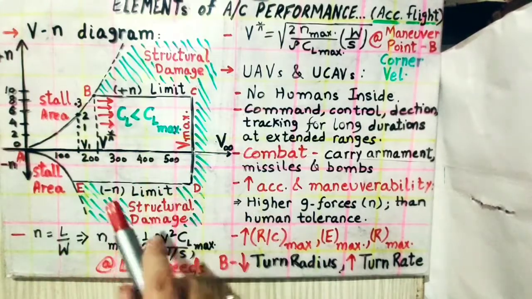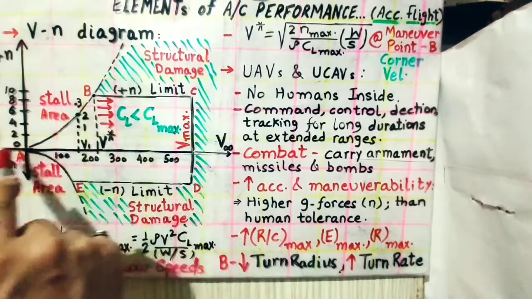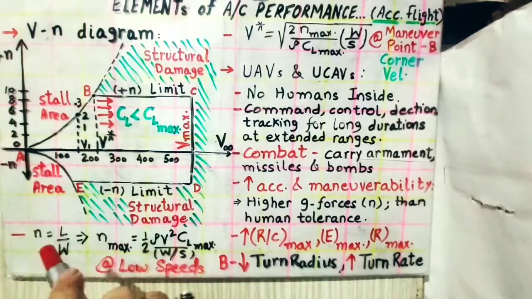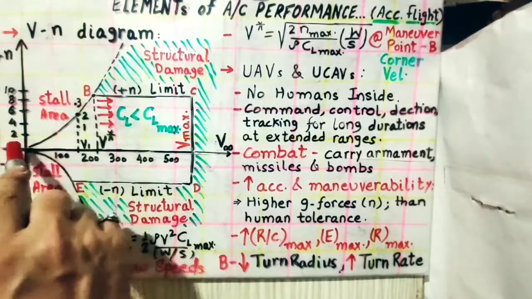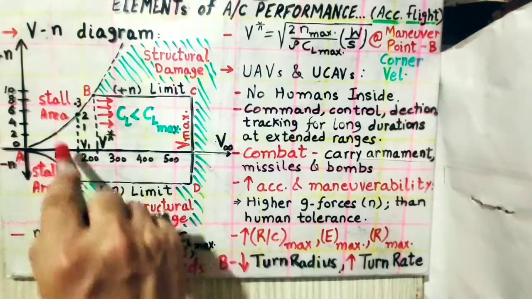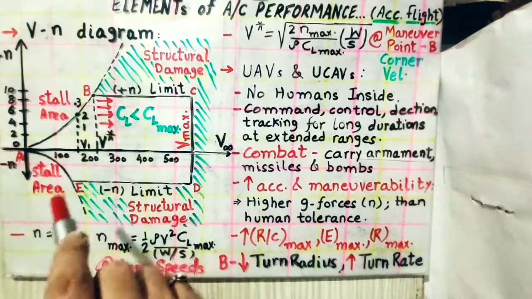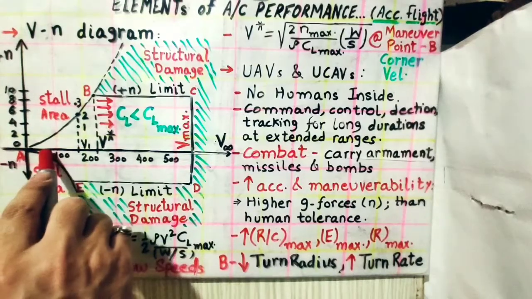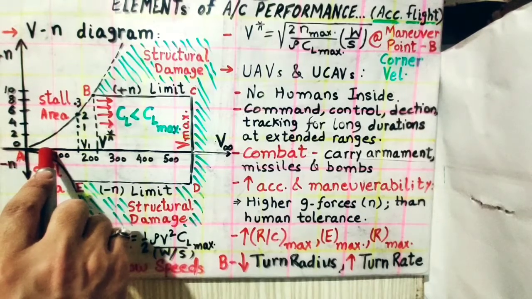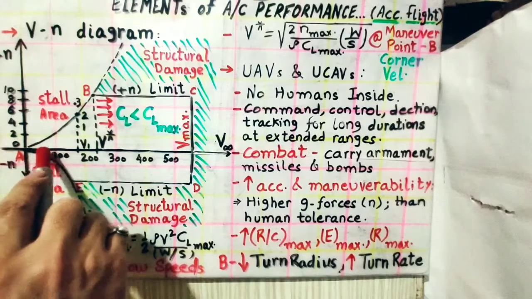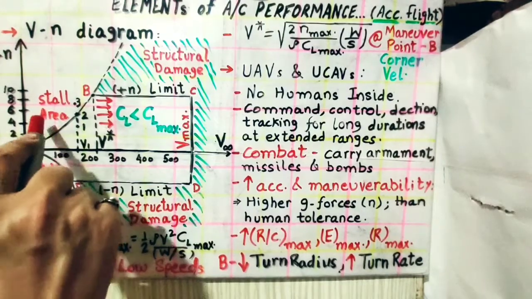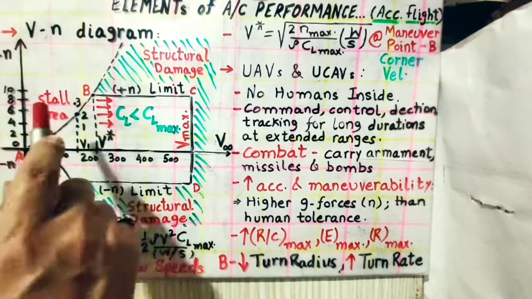What is happening over here, as you can see, is that above this AB line and below this AE line is the stall area. If the aircraft is flying below the AB line or above the AE line, the aircraft will not stall. That is, if the aircraft is flying at this velocity with this much load factor, it will not stall. But if the aircraft is flying at this velocity with a load factor higher than the corresponding load factor over here, it will stall. How can that happen? Let's see.